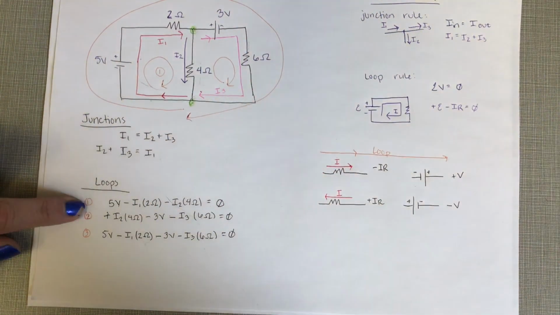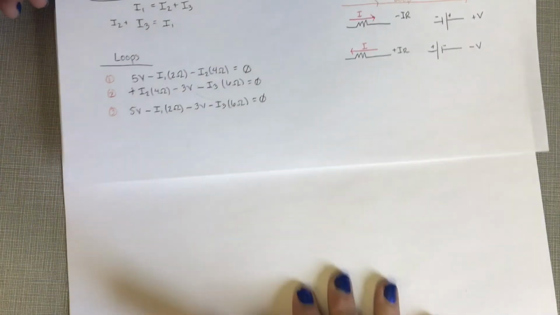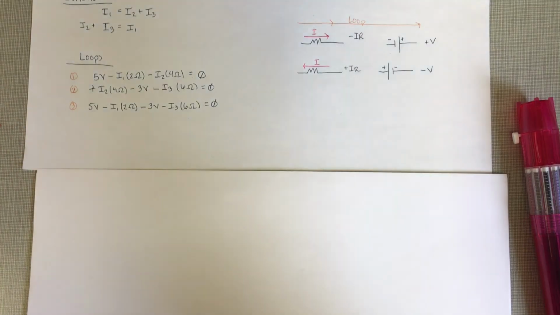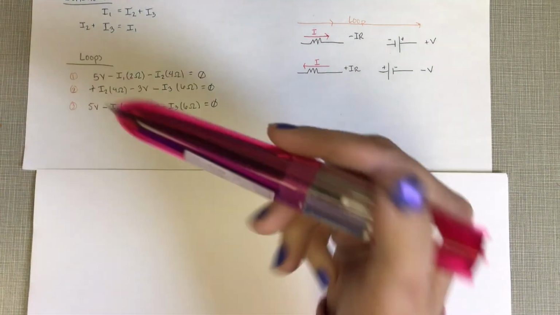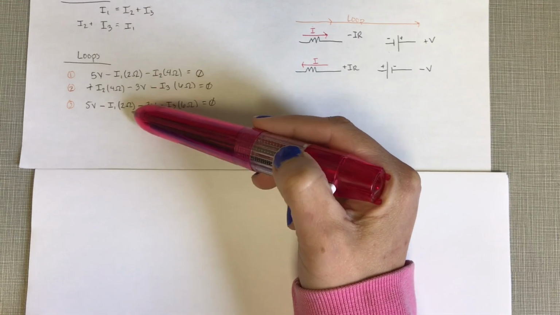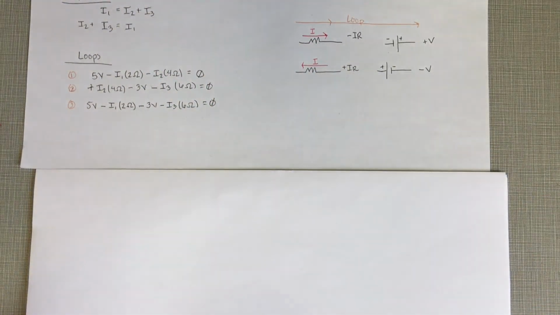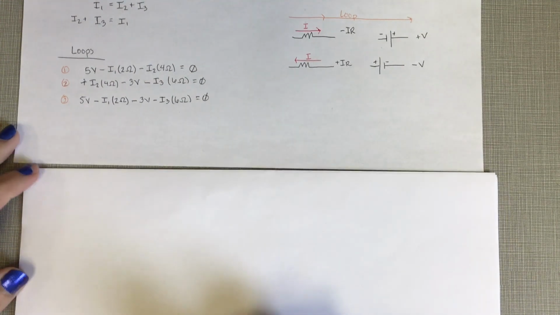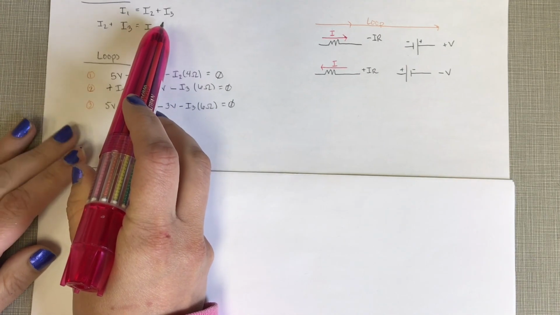So we look at our loops. I'm going to come over to a new piece of paper. Okay, so now we have 5 equations, even though this is technically the same equation. So 4 equations, and we have 3 unknowns, I1, I2, and I3. We know right away that I1 is equal to I2 plus I3.